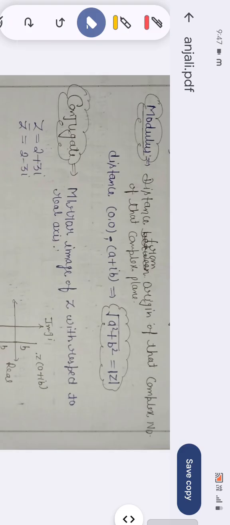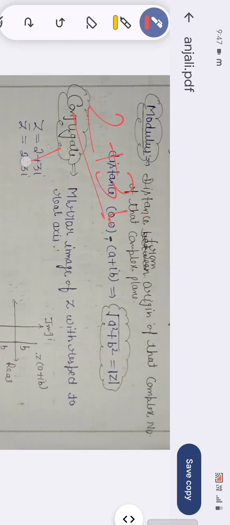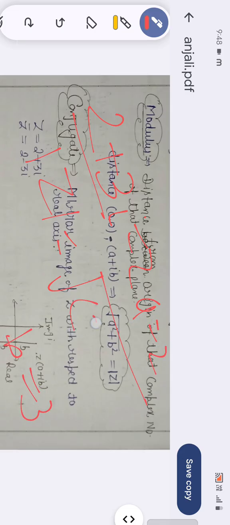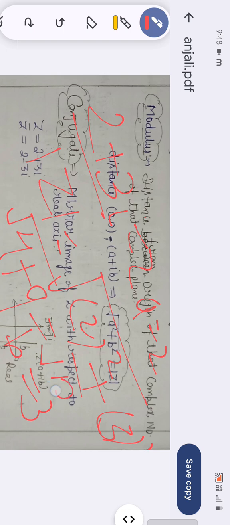It is clear. If we want to find the modulus of any complex number, for example you are given 2 plus 3i, what will be the modulus? Mod of z is root of a squared plus b squared, where a is equal to 2 and b is equal to 3. So 2 to the power 2 plus 3 to the power 2, which is 4 plus 9, equal to root 13. Root 13 will be the modulus of this complex number.